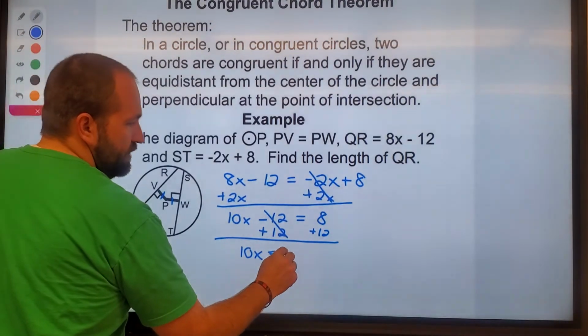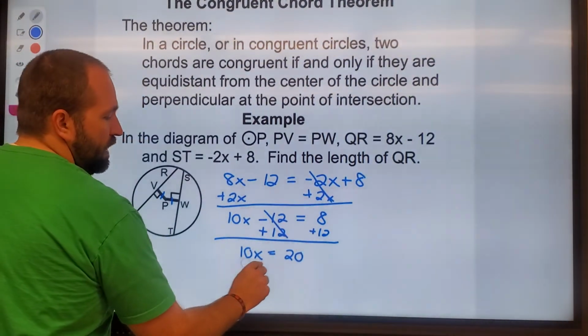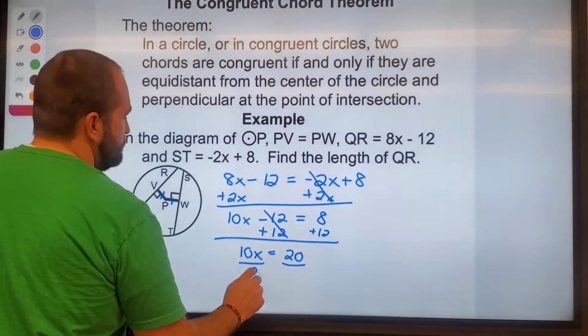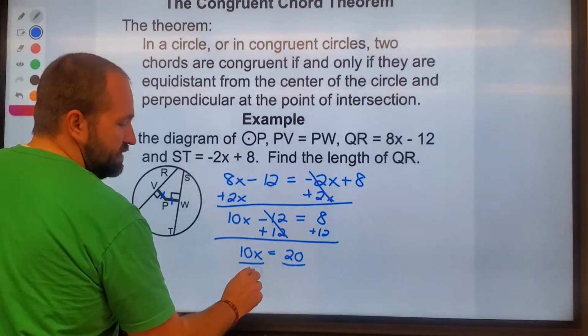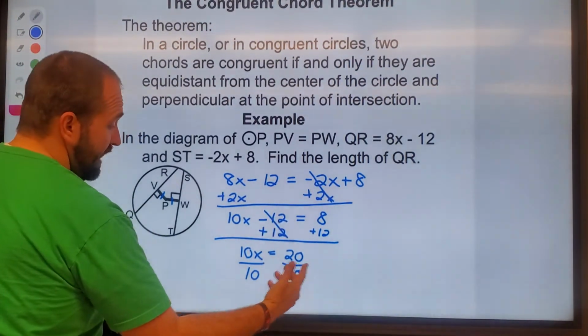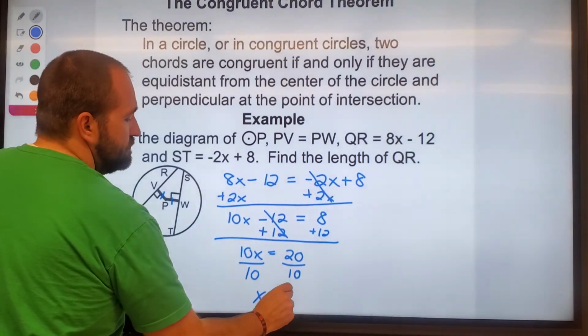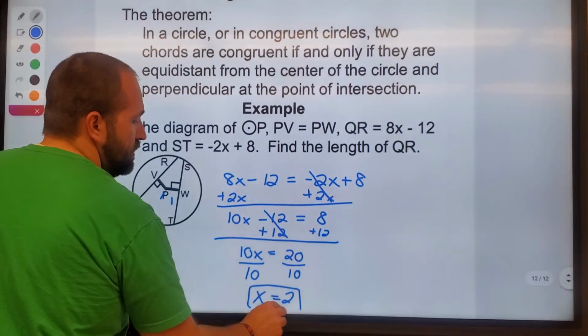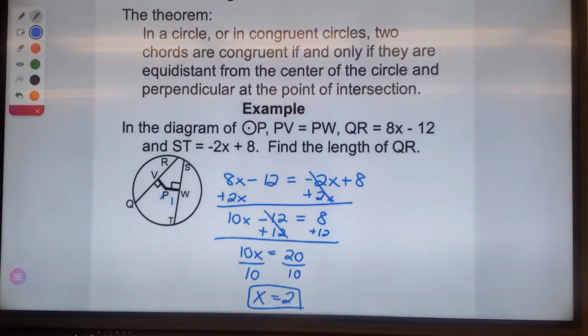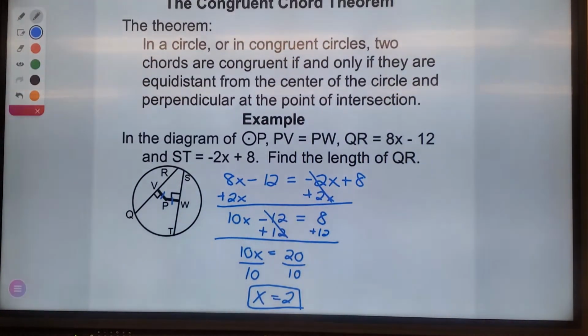10x equals 20. I didn't see the 2 there. I'm going to divide by 10, which is going to give me 2. But then the question is, did I actually answer the question that was asked? Make sure you pay attention to that. Did I only ask for the value of the variable? The answer to that would be no, because it states find the length of QR.